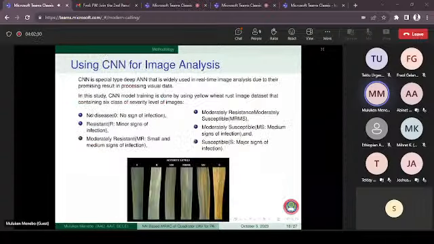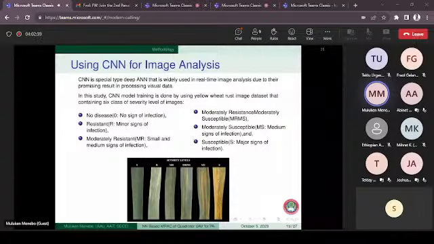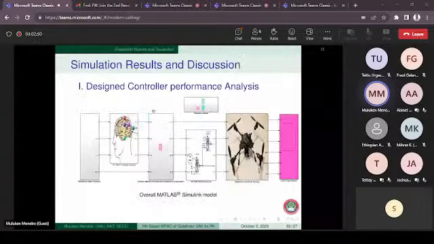In order to train for image analysis, we use a convolutional neural network because it shows promising results in processing visual data. By implementing a transfer learning approach in this study, we train an efficient neural network by using this dataset, which was obtained from the Kaggle website. This is the overall controller block that was developed in MATLAB Simulink.